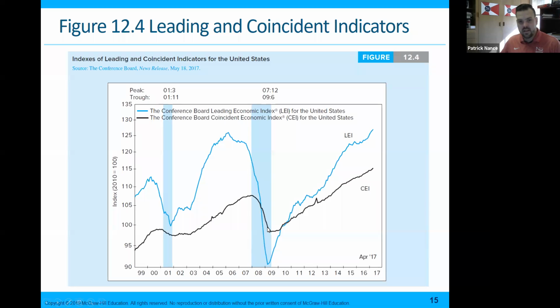So this is a chart showing indexes of leading and coincident indicators for the United States. We're talking about indicators of what the economy is going to do, and the height of the peaks and the depths of the troughs. And obviously you can see our recession time frames, and we have a recession here too, in the United States anyways.